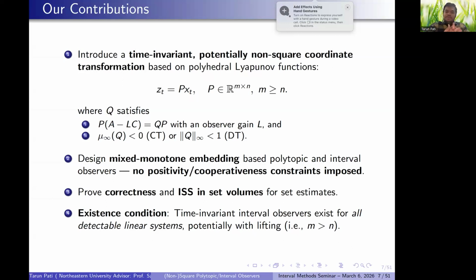So we achieve this by designing a mixed monotone embedding based on these polytopic or polyhedral functions and transformations, leading to our methods not requiring any positivity or cooperative constraints. And we also prove correctness and ISS properties for the set estimates. And as I've already stated, this work guarantees that time-invariant interval observers exist for all detectable linear systems, potentially with having to go to higher dimensions.